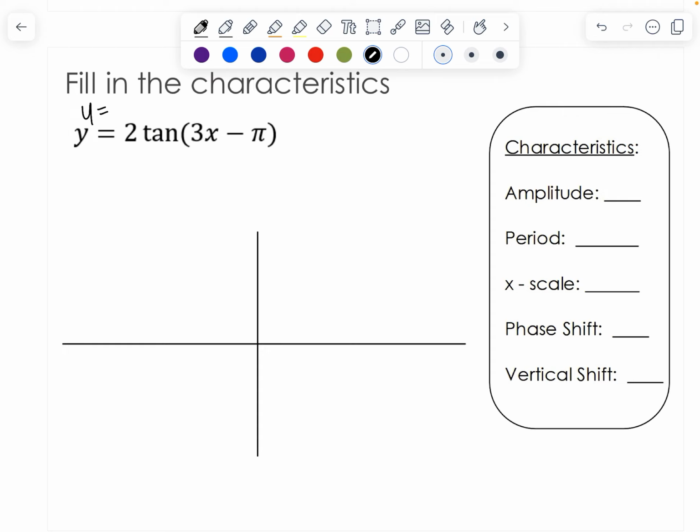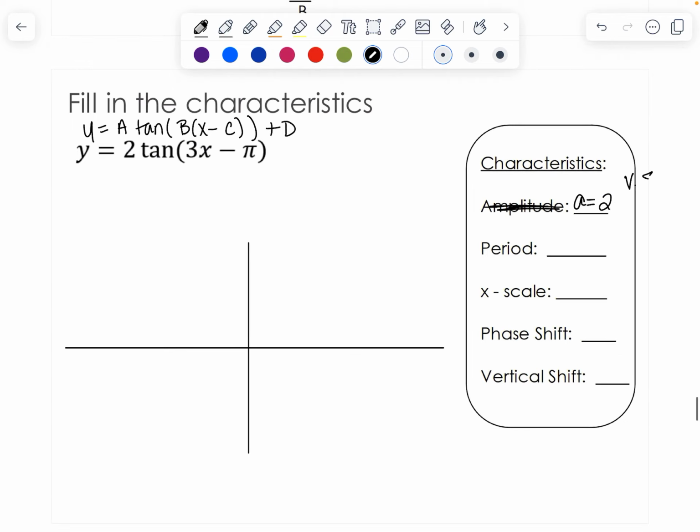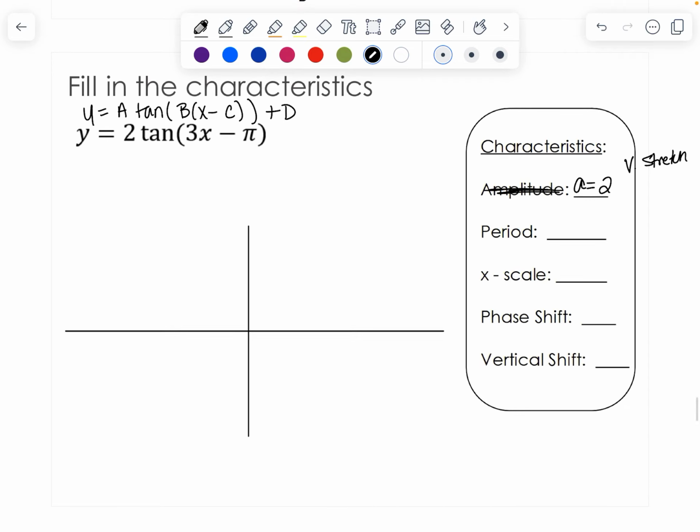All right, so our general form for this one would be A tangent B x minus C plus D. So a couple things we have to start is an amplitude. We don't have an amplitude because it's tangent, but we do have an A value that's 2. 2 is going to make that a vertical stretch. And then the period for tangent is pi over B, and our B value in this example is 3. So our period is going to be pi over 3.